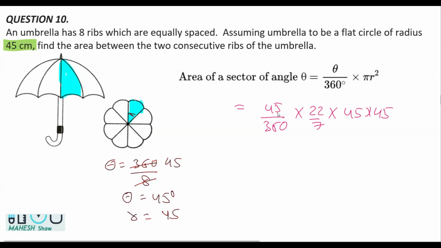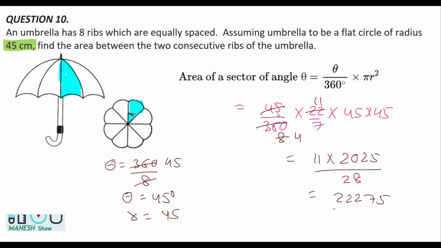Now, what else calculation we have? We can reduce it by 8 times, and I can reduce this with 11 and this becomes 4. So it's finally 11 into, and we have to get the square of 45. That's 45 into 45, which is 2025, divided by 7 into 4, that is 28. So if I multiply by 11, we get 22275 divided by 28. Centimeter square should be the answer in this case. That is the area of one sector.